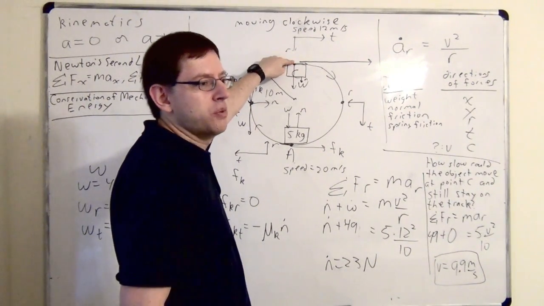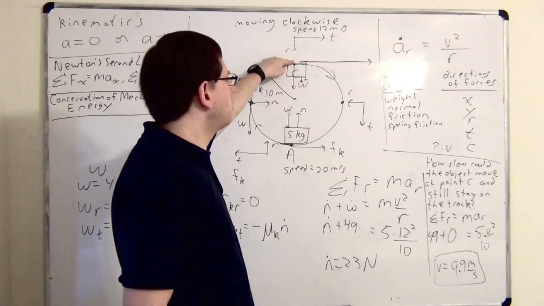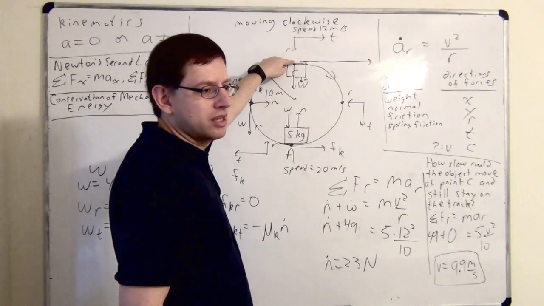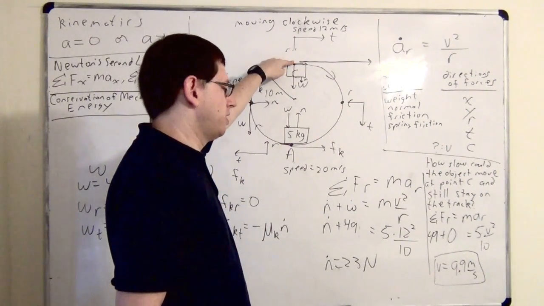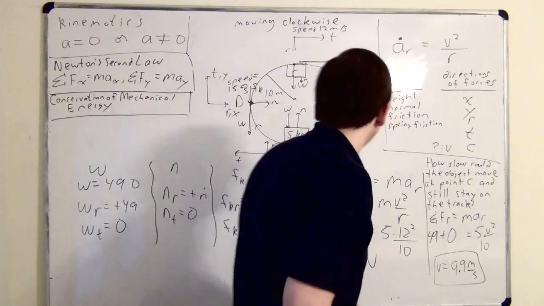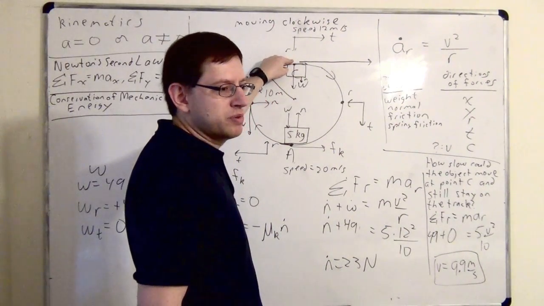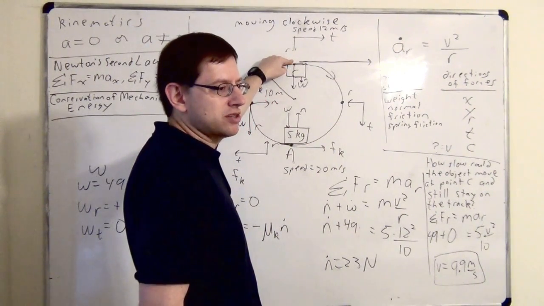The weight. Just the weight. Because we're moving so slow, the weight can do the job on its own. Let's say we started moving at 11 meters per second. Then the weight wouldn't be strong enough. So what would keep us moving in the circle there?